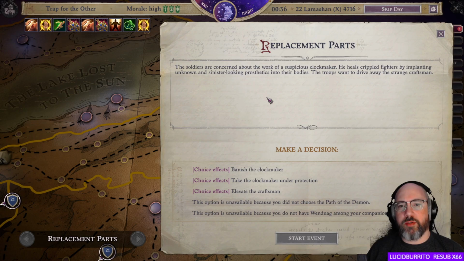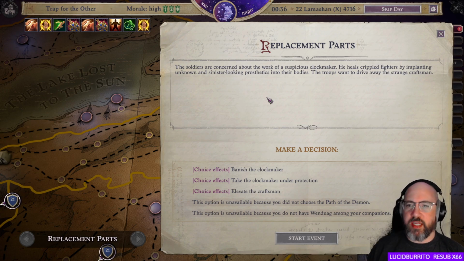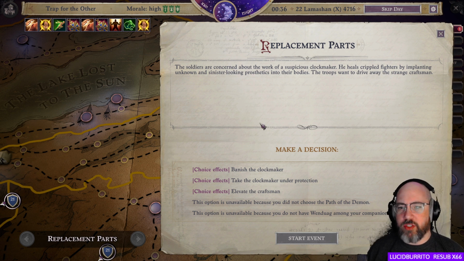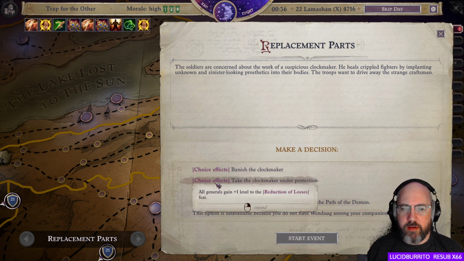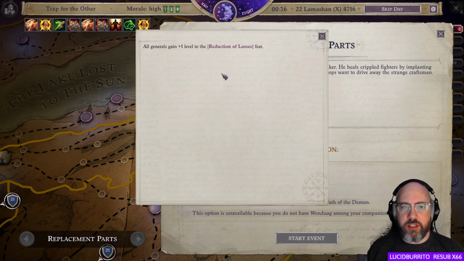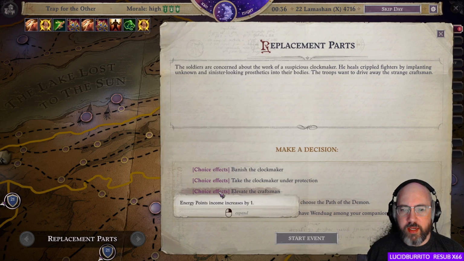The soldiers are concerned about the working of a suspicious clockmaker. He heals crippled fighters by implanting unknown and sinister-looking prosthetics. The troops want to drive away the strange craftsman. Banish him. Take the clockmaker under your protection. All gain +1 reduction of losses feat. Elevate the craftsman.